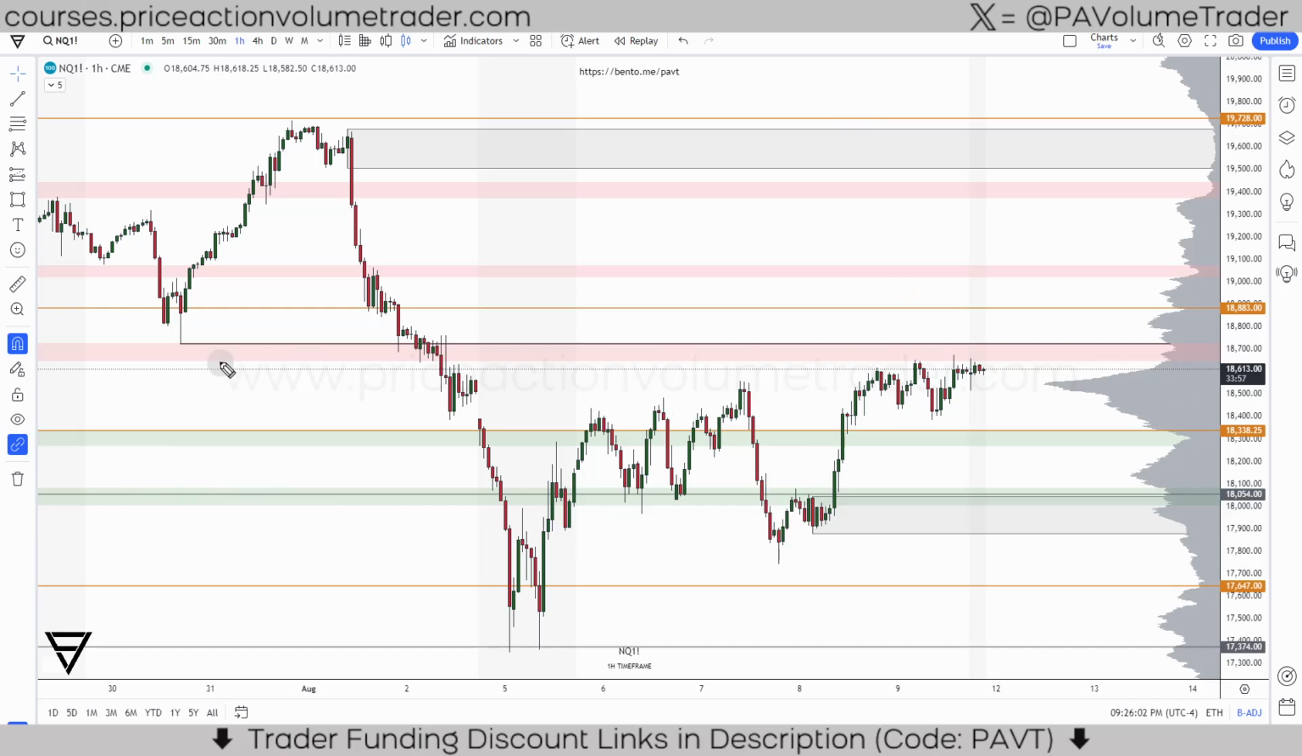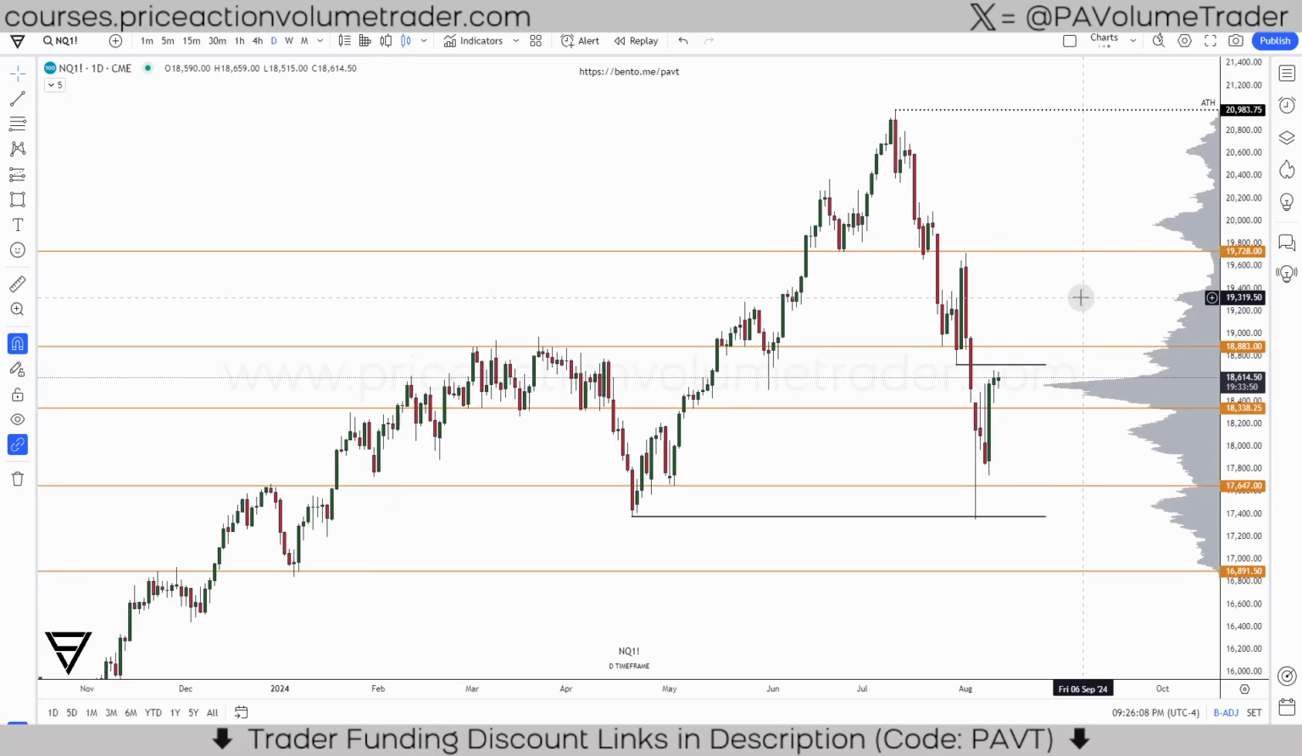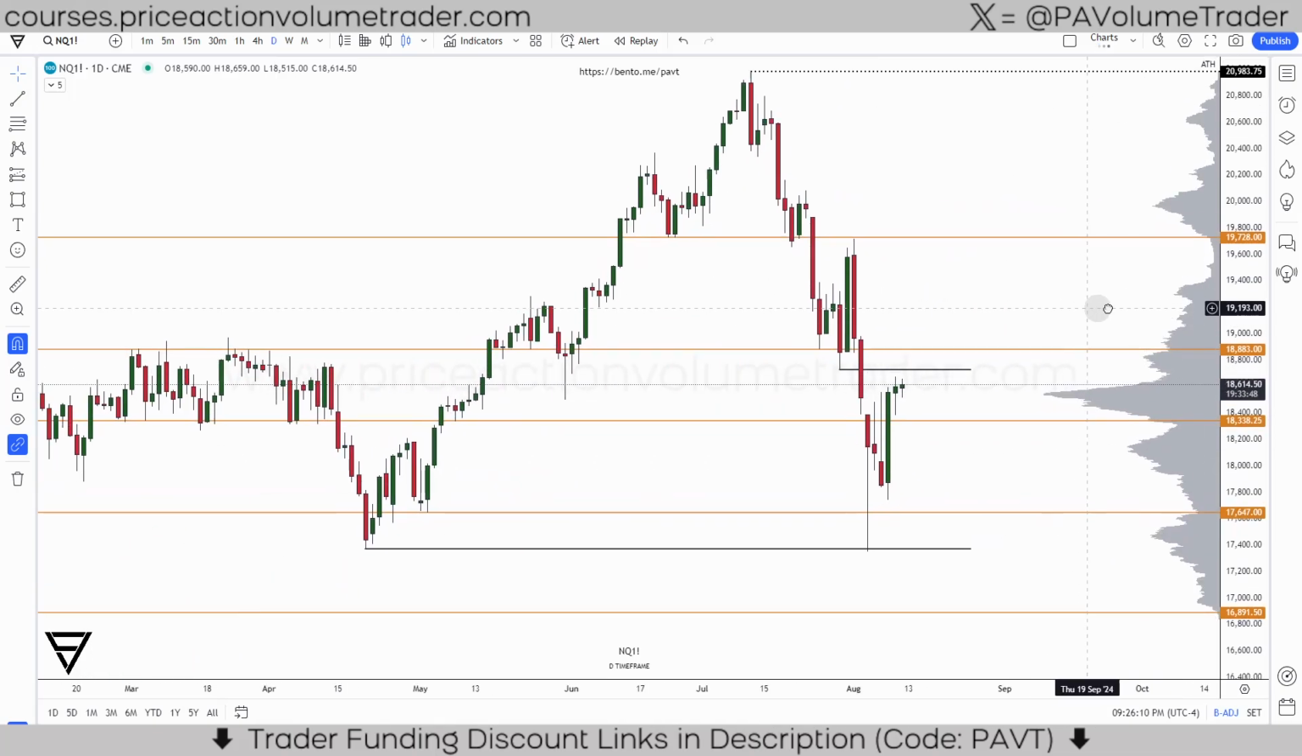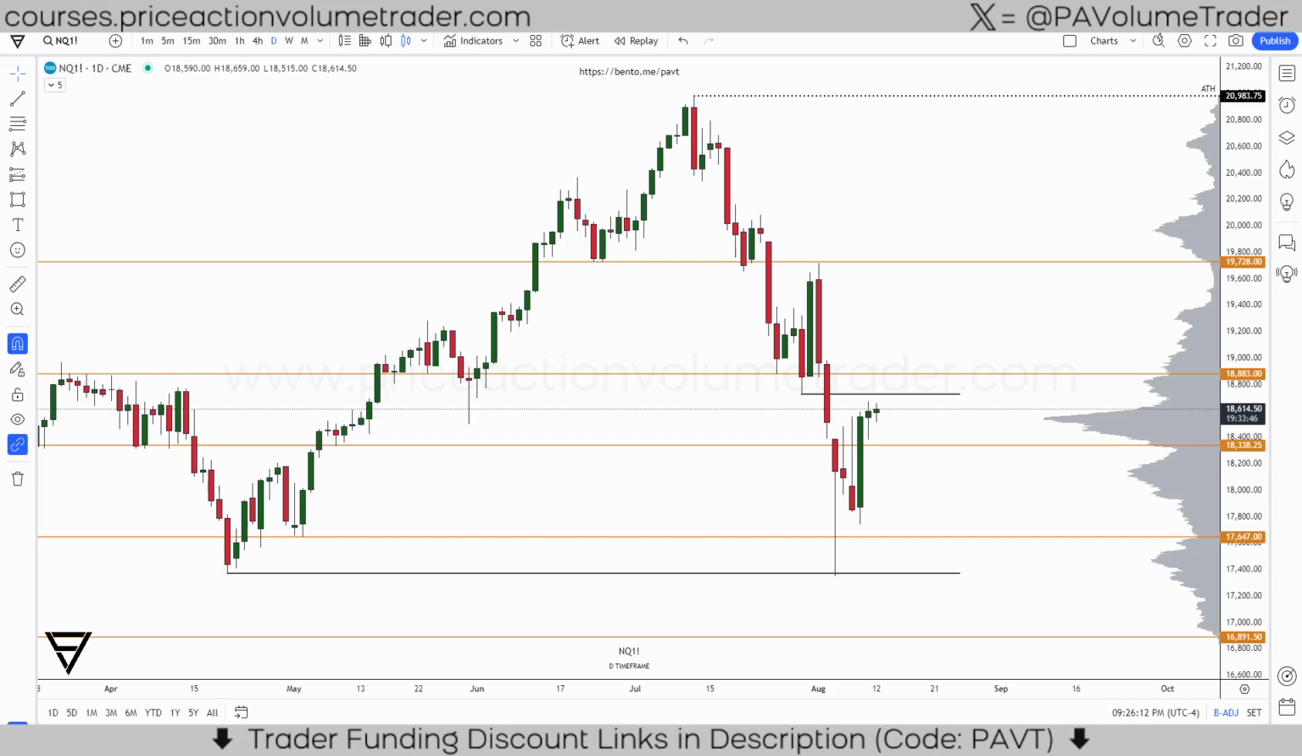And then I also have this black level marked off, which if I just go into the daily, you can see I talked about in the market analysis video. This is obviously the first logical area or target to the upside. So this is our analysis.